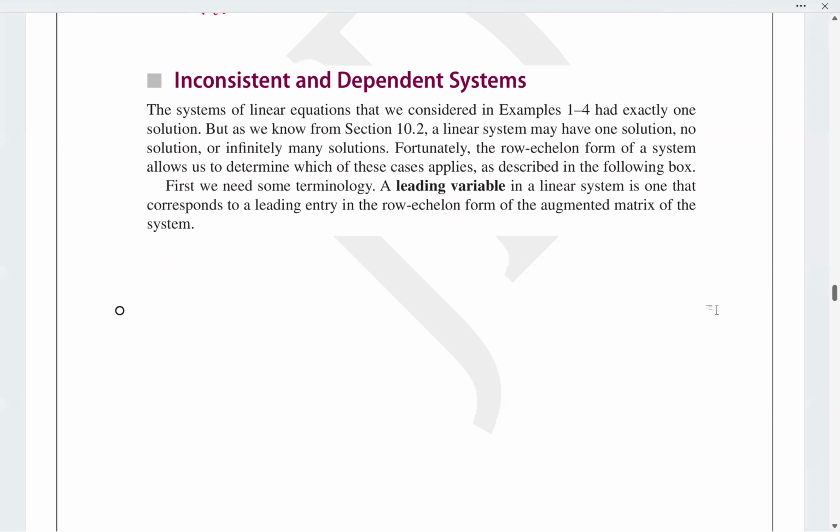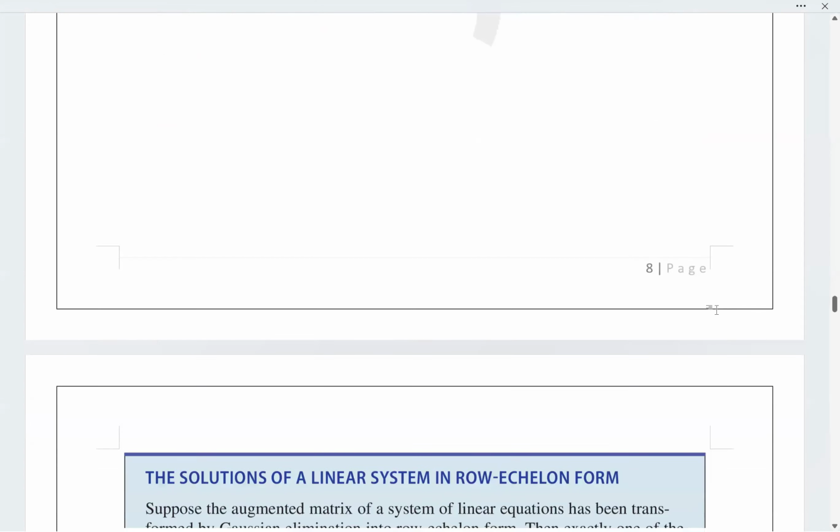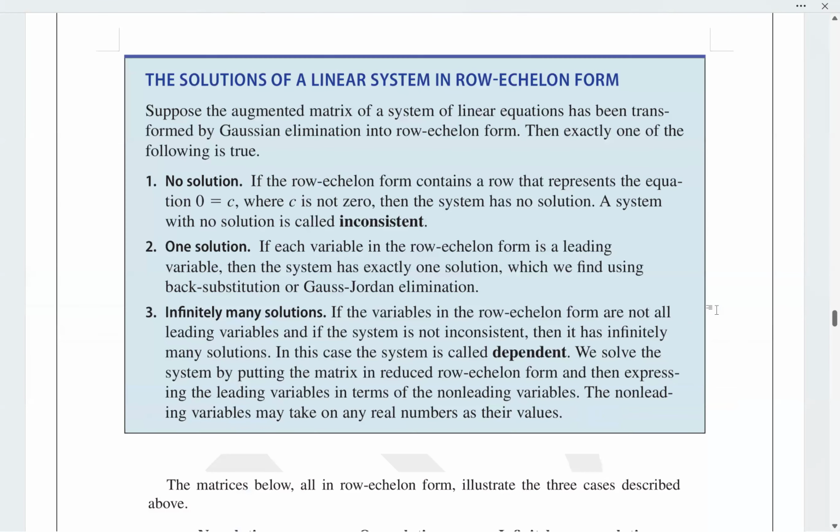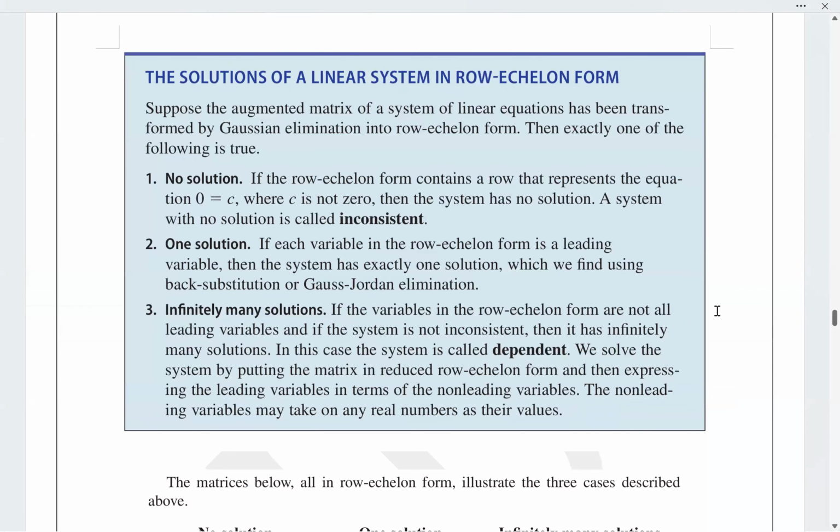So here we'll be talking about inconsistent and dependent systems. If we are solving a linear system using the substitution method and elimination method, as we saw in chapter 10, we can tell when a system is dependent or when it is inconsistent. But when you are applying row operations to a system, how can you tell? Like the last question we solved earlier, we had a unique solution.